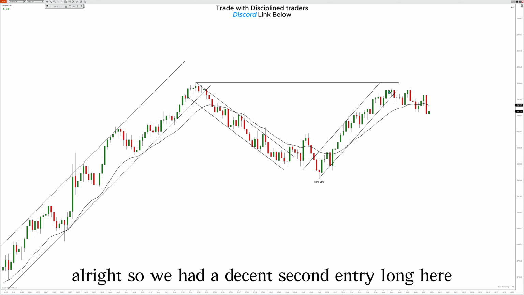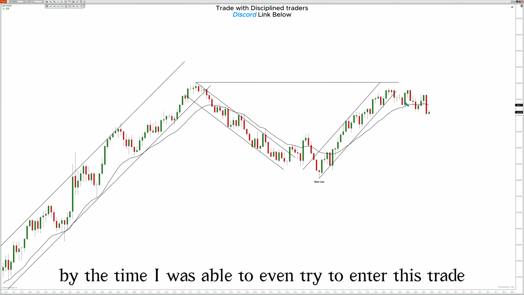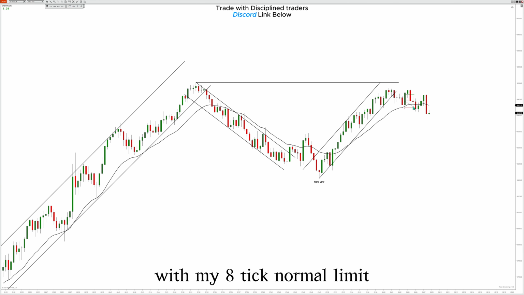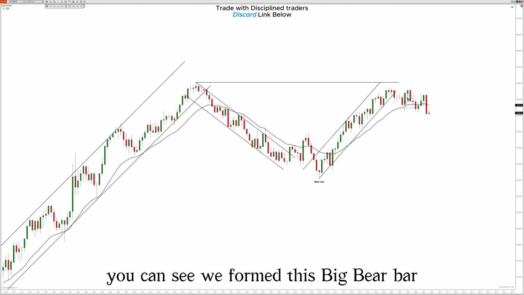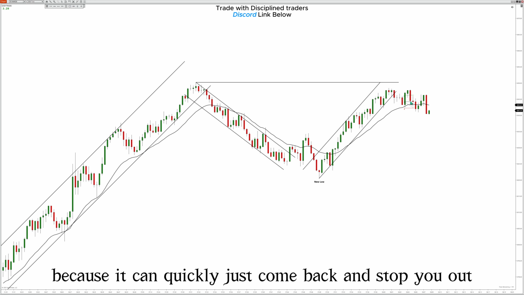Alright, so we had a decent second entry long here, but you can see how massive this bar is. If we measure it, it's 18 ticks total. So by the time I was able to even try to enter this trade with my 8 tick normal limit, you can see we formed this big bear bar. After that big bear bar forms, you don't really want to enter with a limit because it can quickly just come back and stop you out.